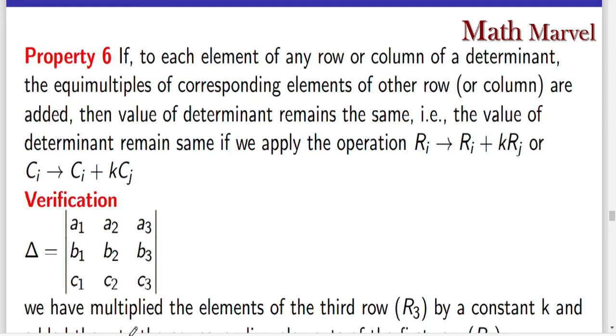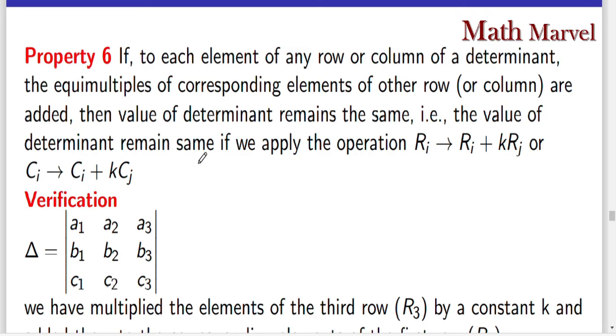Property 6. If to each element of any row or column of a determinant, the equimultiples of corresponding elements of another row or column are added, then the value of the determinant remains the same. That is, the value of the determinant remains the same if we apply the operation Ri goes to Ri plus k Rj or Ci goes to Ci plus k Cj. Now, according to this property, if to each element of any row or any column of a determinant, the equimultiples of corresponding elements of another row are added.